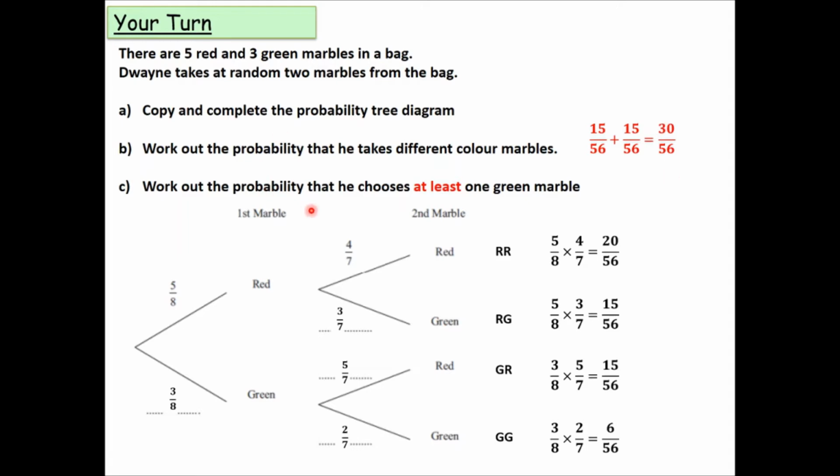For the last part, looking at choosing a marble where at least one of them is green. So we're looking at red green, or green red, or green green. So these 3 probabilities, we add them together and we get 36 over 56 as the answer.